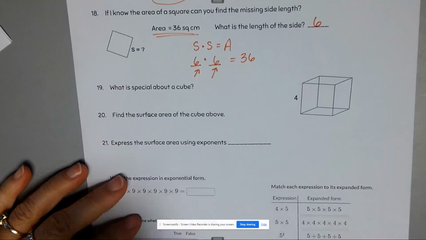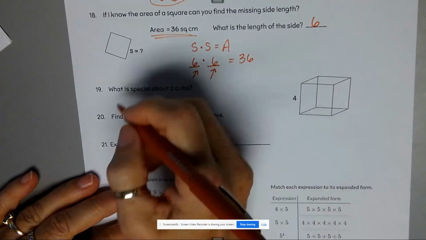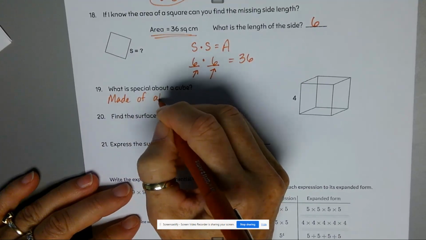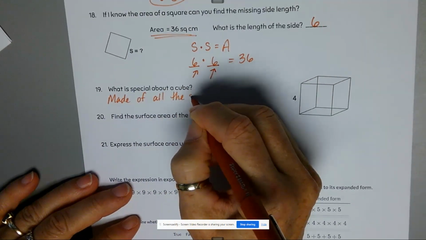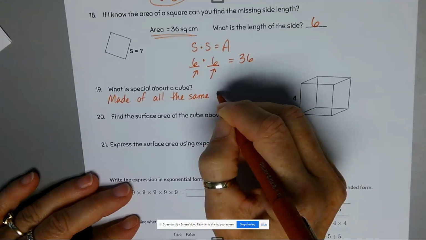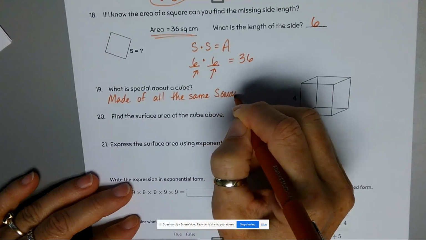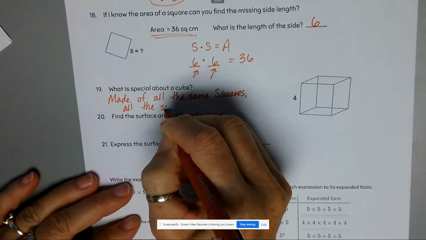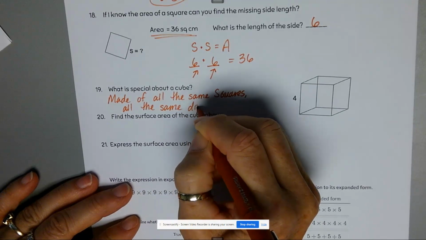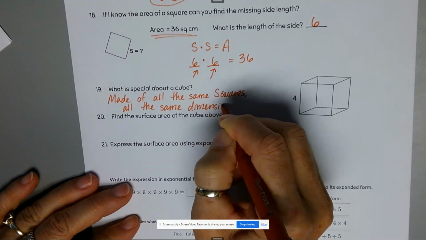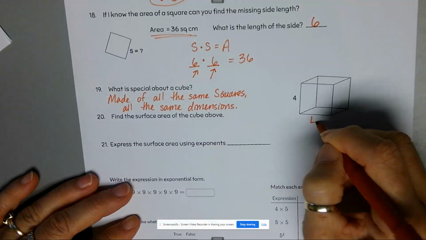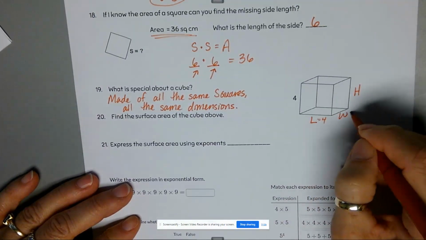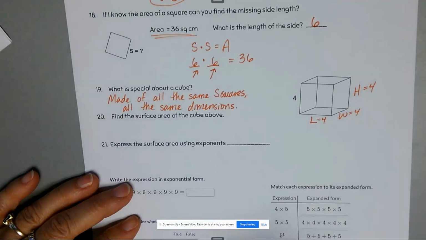What is special about a cube? Well, a cube is made of all the same squares. So it's all the same dimensions. When we say dimensions, we're talking about the length, the width, and the height. So if that's a 4, that's a 4, that's a 4, that's a 4.